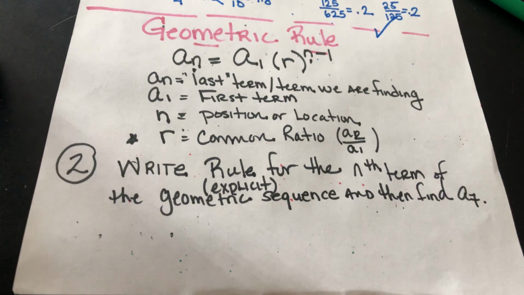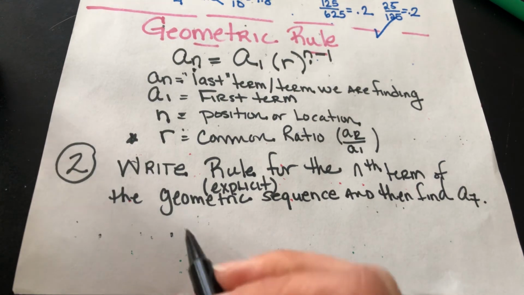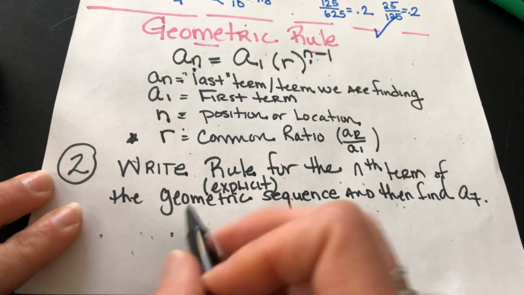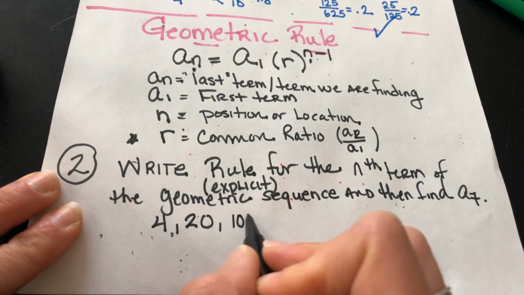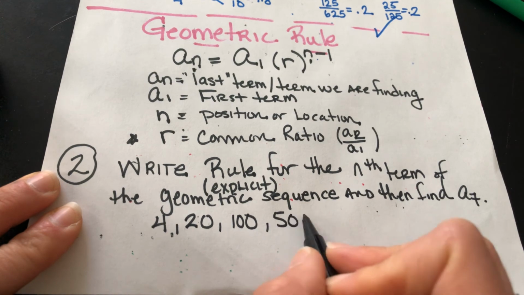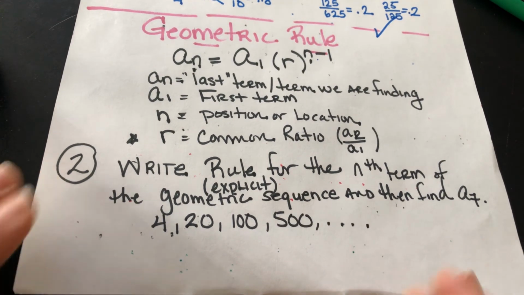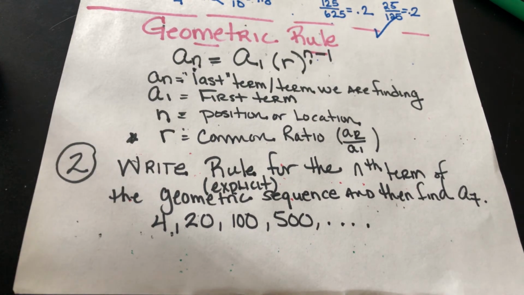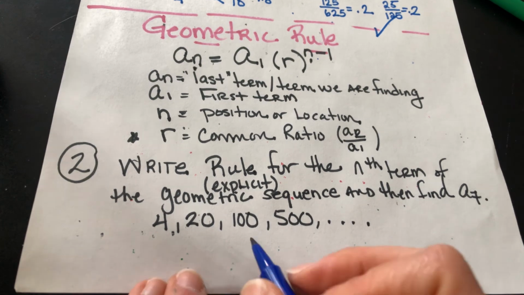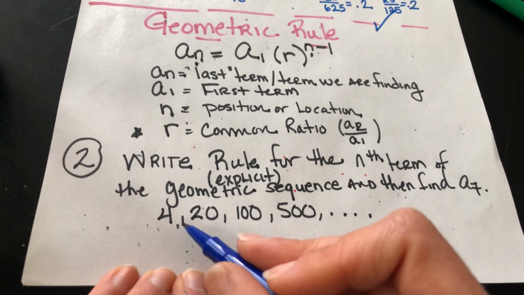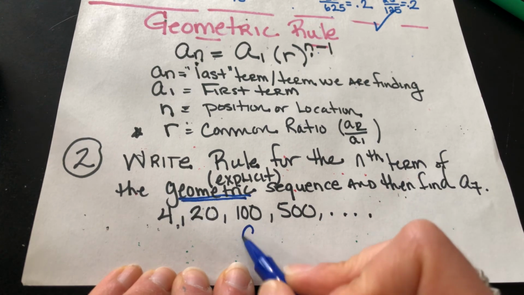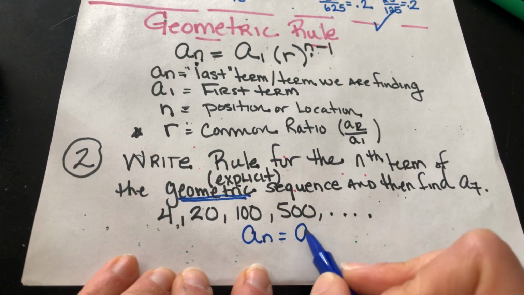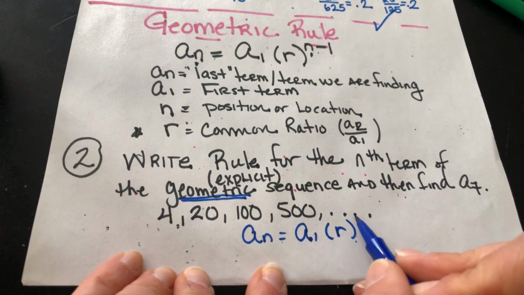All right, so here you guys go. Let me give you guys the numbers. So first sequence, you got 4, 20, 100, 500, and so on. So obviously this sequence is going on. I'm not asking you guys for that. So here we go, like I stressed to you last time. You know it's a geometric sequence, so let's start writing down our geometric rule. A sub n equals A1 r to the n minus 1.